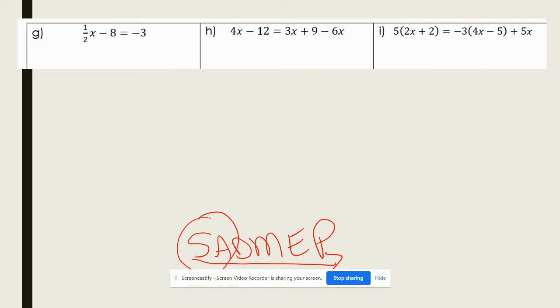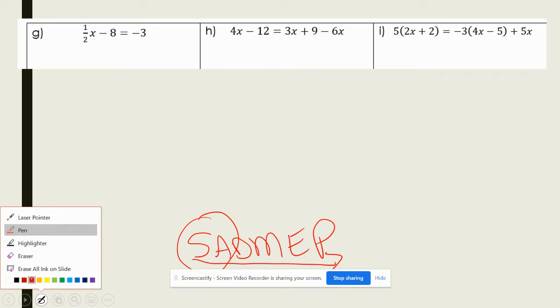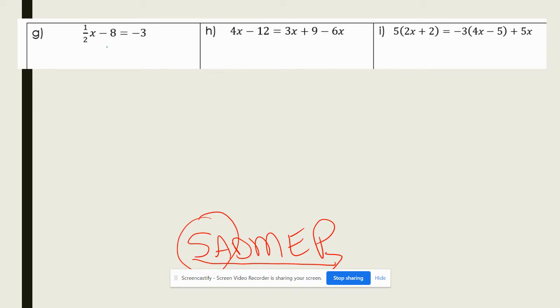I right now am subtracting 8 here. So I will start with adding 8 to the other side. Bring down your 1/2 x. Negative 8 plus 8 is 0. Negative 3 plus 8 is 5.